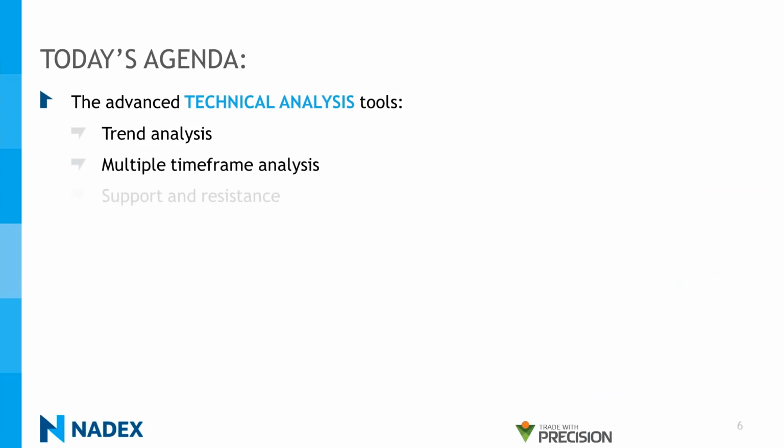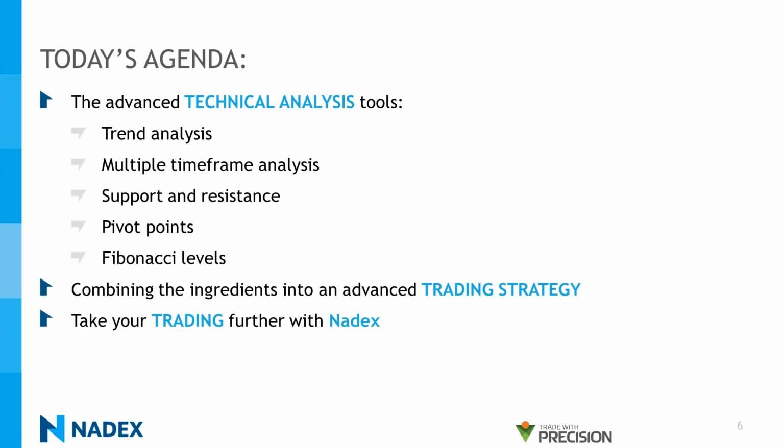And for today's agenda, we will be talking through some advanced technical analysis tools to show you a technical trade setup that we tend to use on a regular basis. So we'll look at things like trends, multiple time frames, support and resistance levels in the price action, identifying pivot levels, and Fibonacci retracements to help us determine our trade entry, our stop loss, and our trade exit points. We'll then combine all of these technical ingredients to form a trade strategy that we can use over and over again in the markets.